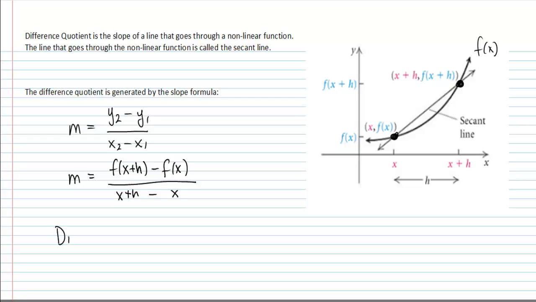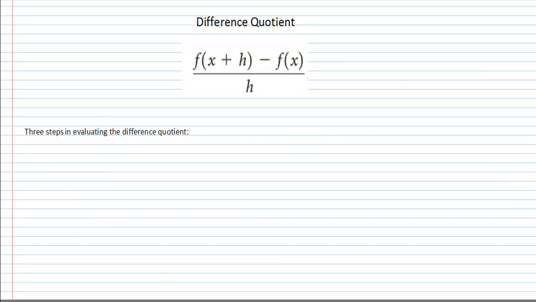Therefore, the difference quotient is going to be the ratio of f of x plus h minus f of x, all divided by h. There are three steps in evaluating the difference quotient. Step 1 is to find f of x plus h. Step 2 is to take f of x plus h and subtract the original function.